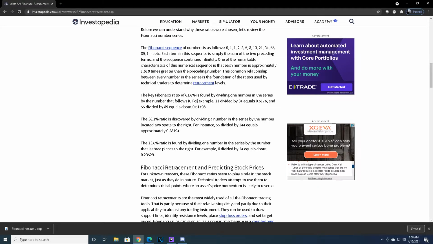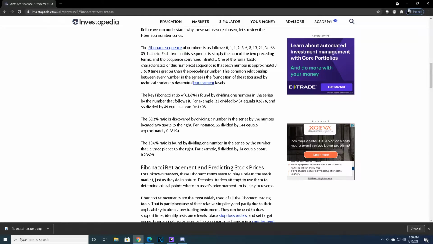The key Fibonacci ratio, 61.8%, is found by dividing one number in a series by the number that follows it. 21 is followed by 34. 21 divided by 34 equals 0.6176. 55 divided by 89 is 0.61798. So 0.618 is going to be a rounded number. The higher the numbers you use for the dividend, the closer it is to 0.618 exactly. As you go up, it gets closer and closer, but it will always be able to be rounded to 61.8% or 0.618.